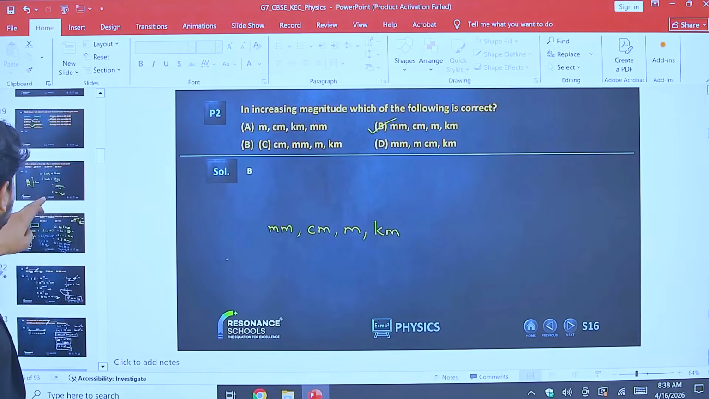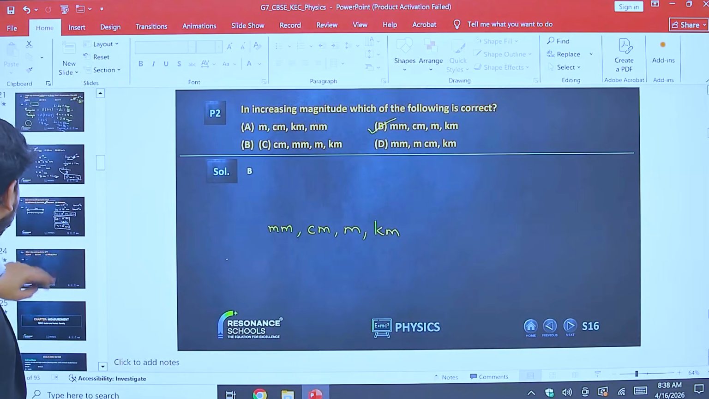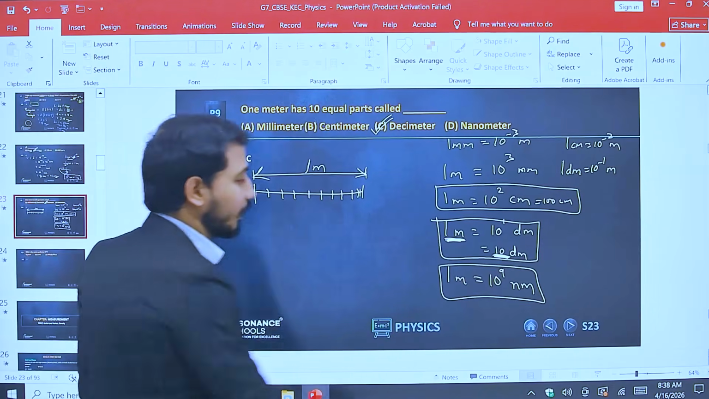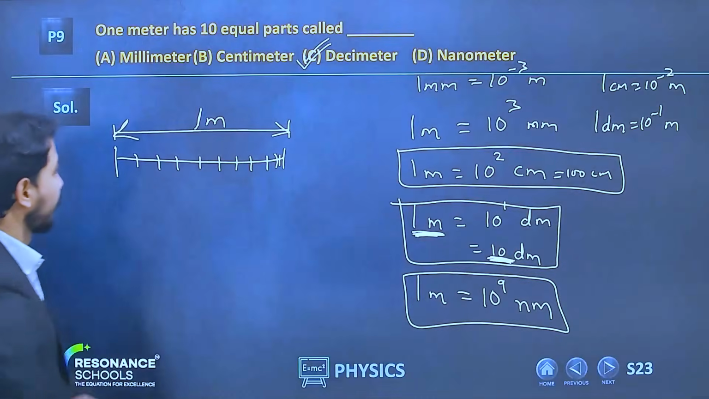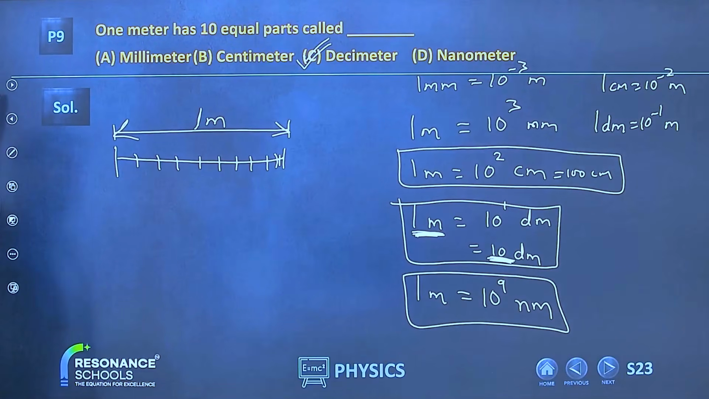After doing the questions, we reached till question number 9. Till here we have completed. Till here we had completed yesterday. Now next question. I guess everyone knows the answer of the next question, right?